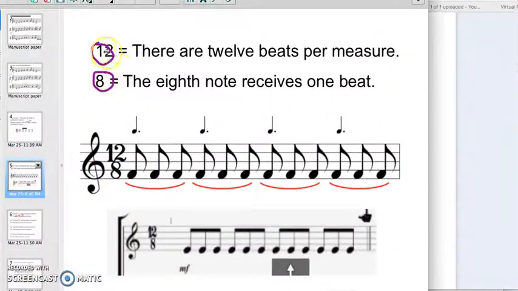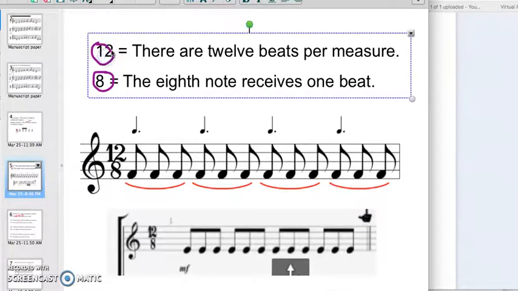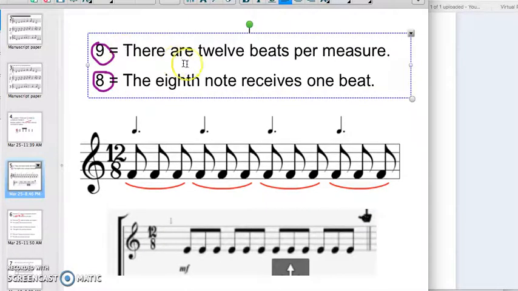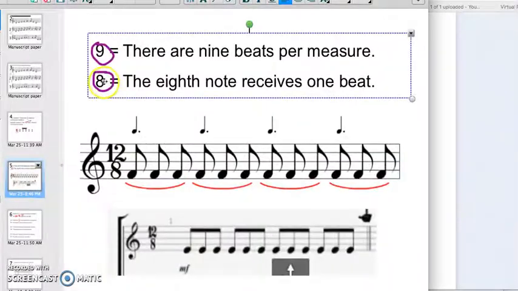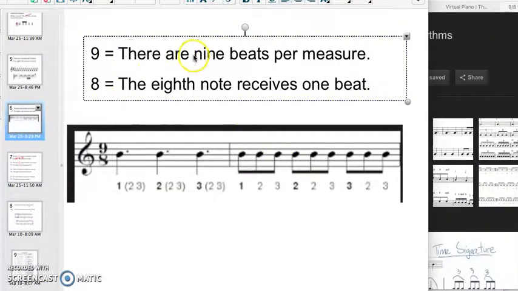So if we go back here and I switch my equation to be 9, there are 9 beats per measure, and we're in 9/8 time. So I'm going to keep the 8 at the bottom the same. The eighth note receives 1 beat. So in 9/8 time, there are 9 beats per measure. When the 8 is on the bottom, the eighth note receives 1 beat.